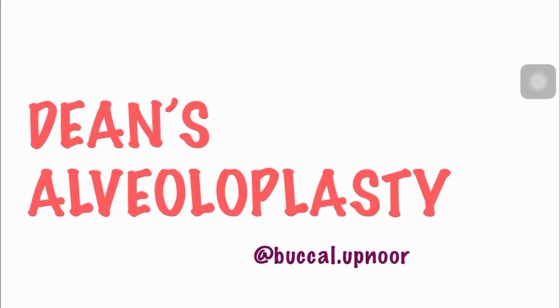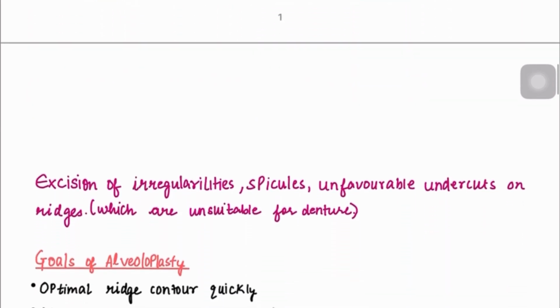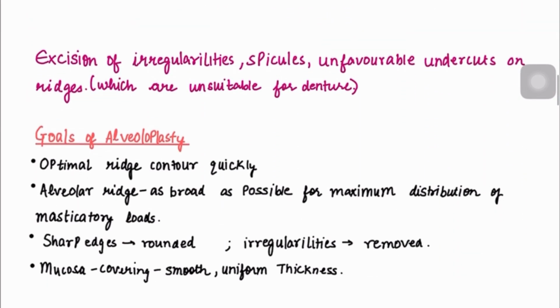Hello everyone, let's see Dean's alveoloplasty in short. So what is basically alveoloplasty? It is excision of irregularities, spicules or unfavorable undercuts on the ridges which are unsuitable for the denture.